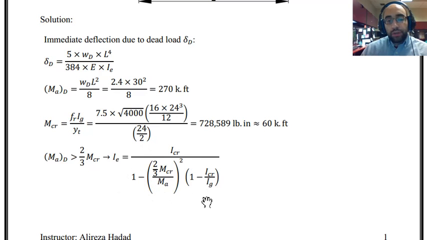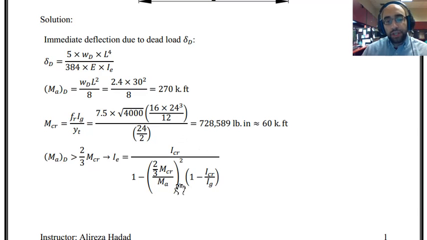The equation is shown over here. It is I cracked, or cracked section, or we can also say transformed section, moment of inertia, divided by 1 minus this parenthesis to the power 2 multiplied by the second parenthesis. The first one is 2/3 of cracking moment over MA, and the second is just 1 minus cracking moment of inertia, or cracked section moment of inertia, over gross section moment of inertia.